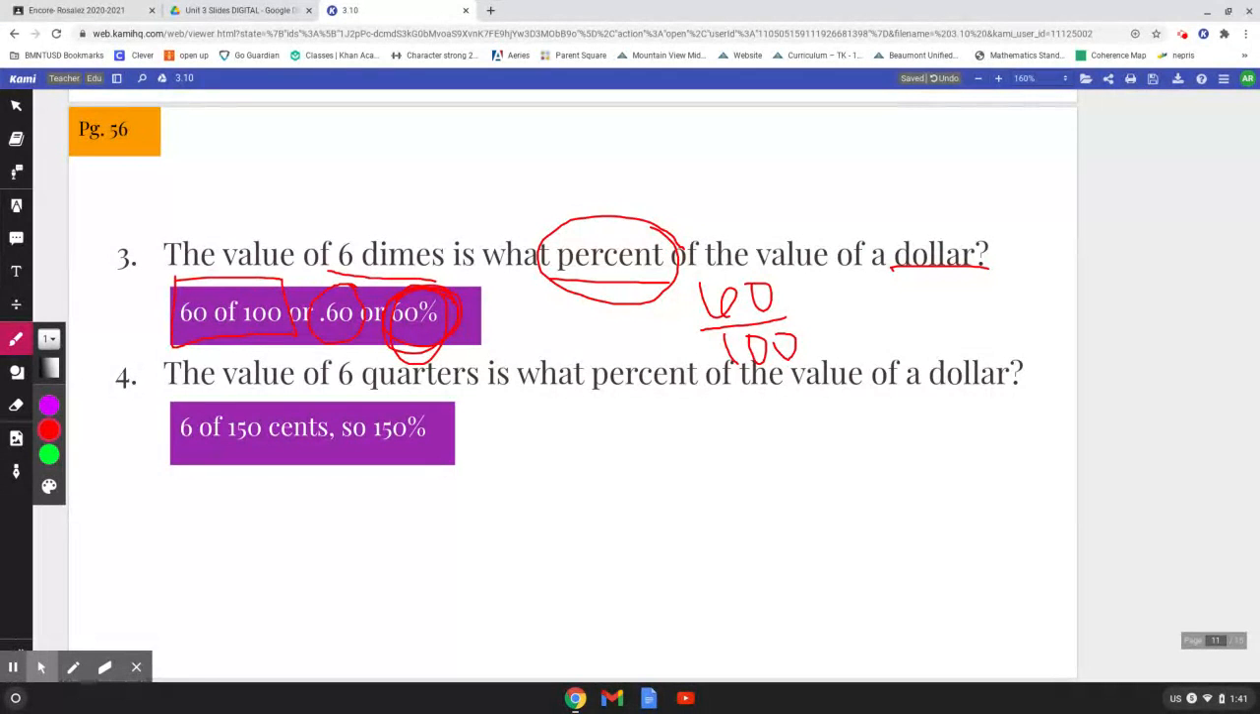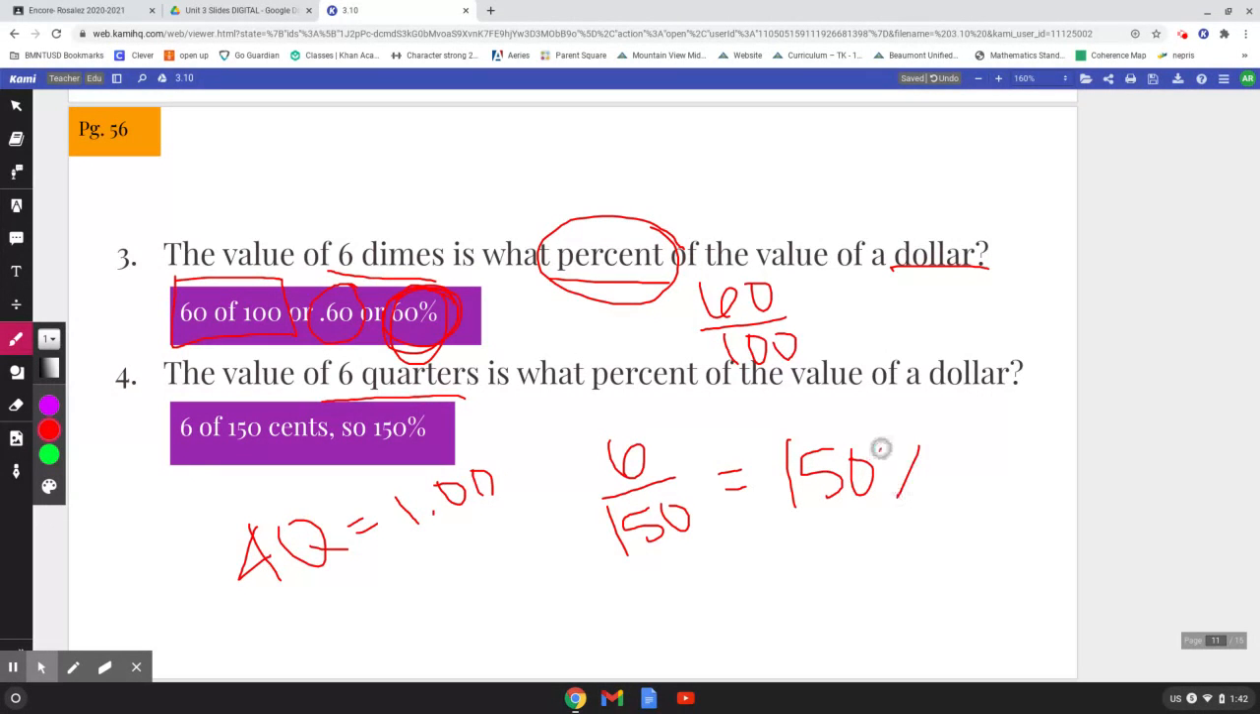Now number 4, the value of 6 quarters is what percent of the value of a dollar? Well, you know that 4 quarters are equal to a dollar, right? So 6 of them, you're going to add 25 cents and 25 cents, so you would get 150 cents. Technically it should be 6 of 150, so that percent is 150%. Okay, but you can write what you see in purple. That's what I'm looking for on your notes.